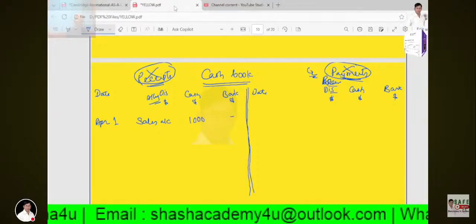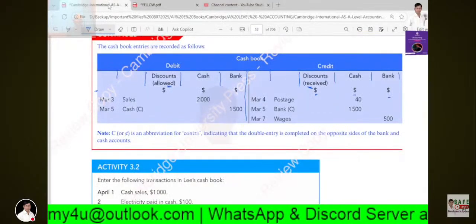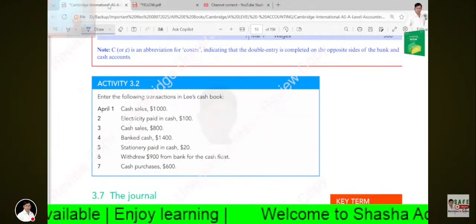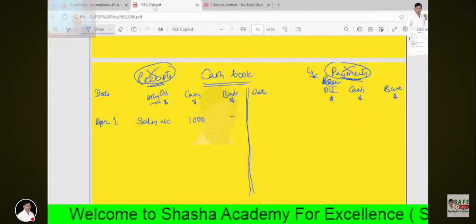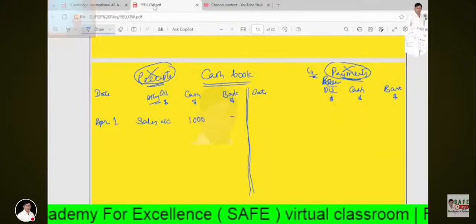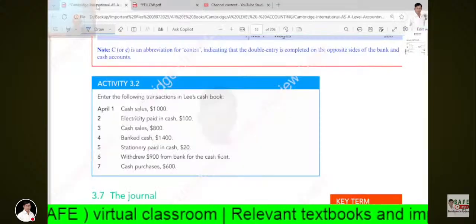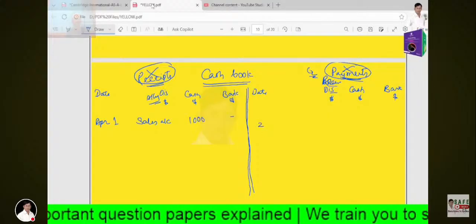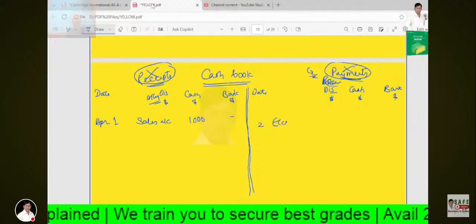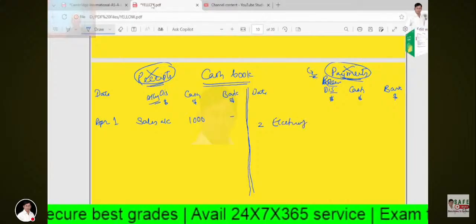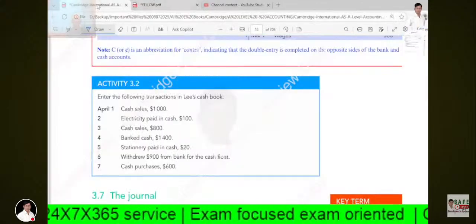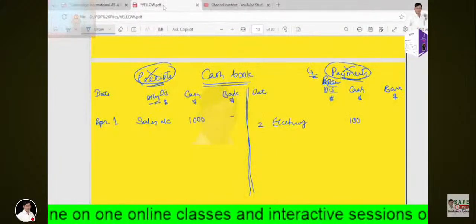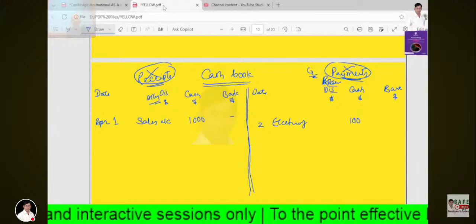So what is the next one? Electricity charges, electricity paid in cash, a payment. So we are paying. Credit what goes out. Cash account: credit what goes out. The date is April 2nd. Electricity, how much? 100 cash. Credit what goes out. Cash has gone out. So next step.